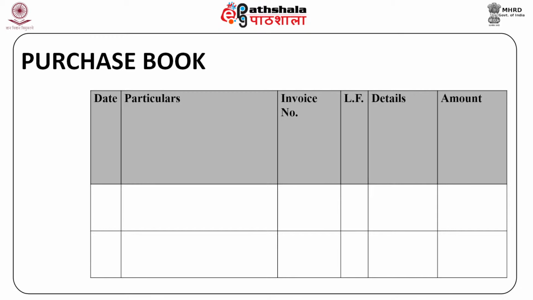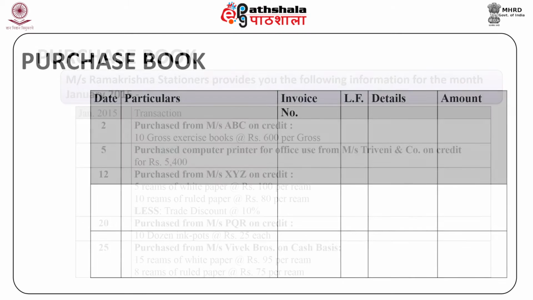Then details. The amount in respect of each article is written in this column. Any trade discount allowed by the supplier is also disclosed as a deduction in this column. Then amount. The net amount of the invoice is entered in this extreme right column. This is the amount which is actually posted to the ledger account of supplier.